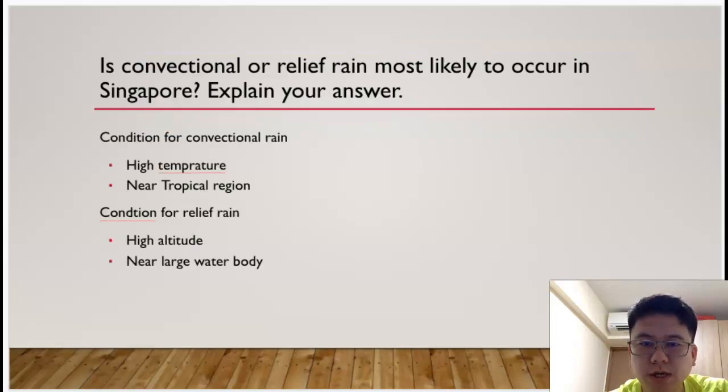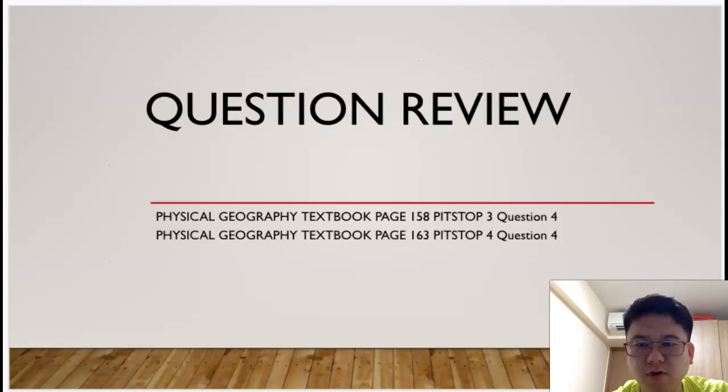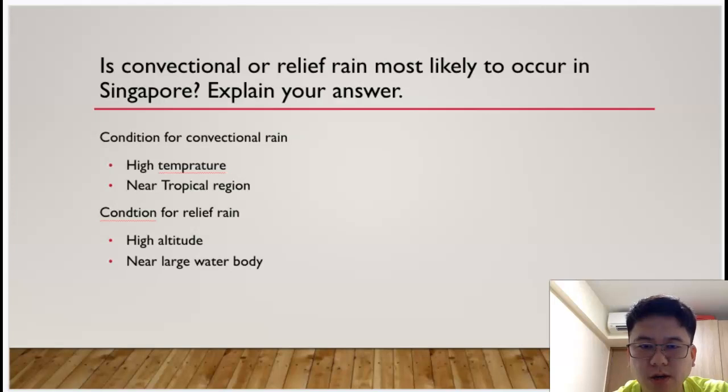This question: is convectional rain or relief rain most likely to occur in Singapore? Explain your answer. Now there are two parts, so you have to answer whether it's relief rain or convectional rain, followed by explaining your answer. Okay, so let's take a look. What is the condition? Please refer to your textbook page 156 and 157.